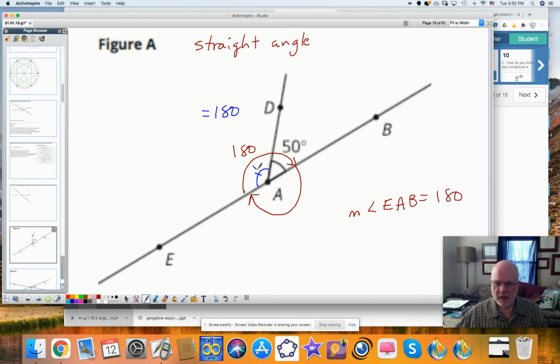If this is angle X, we'll say X plus 50 is equal to 180. How do I get the X by itself? I'll do the inverse operation. Instead of adding, we'll subtract. Anything you do to the left side of the equation, we do to the right. That's the subtraction property of equality. We end up with 130 is equal to X. So this angle is equal to 130.